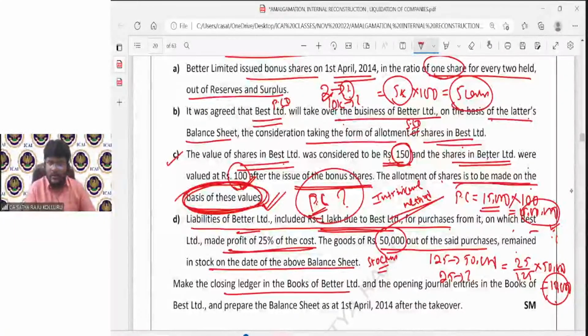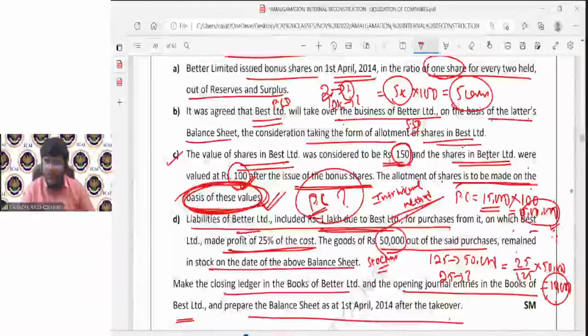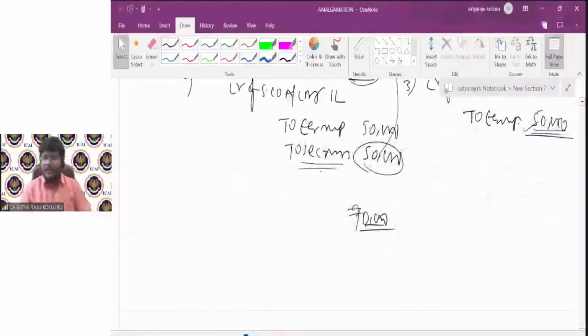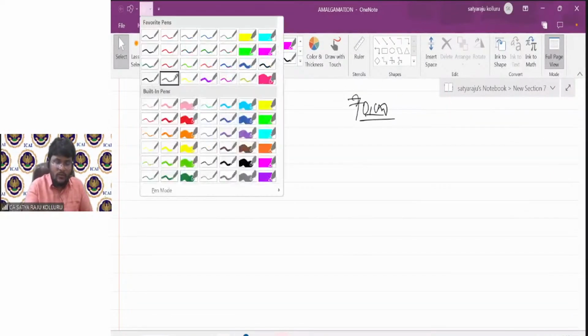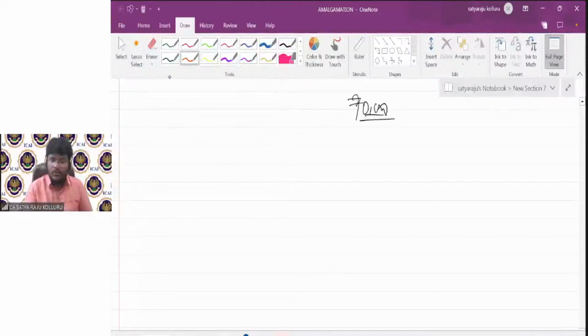Make the closing ledger in the books of Better Limited and the opening journal entries in the books of Best Limited, and prepare the balance sheet as at 1st April 2014 after the takeover. Now quickly, I am unable to resolve the problem in a detailed manner because we have very little time. So let me quickly give the synopsis. Not only the synopsis, I'll provide the entire answer, but not in a detailed manner. Okay. Problem number 5.